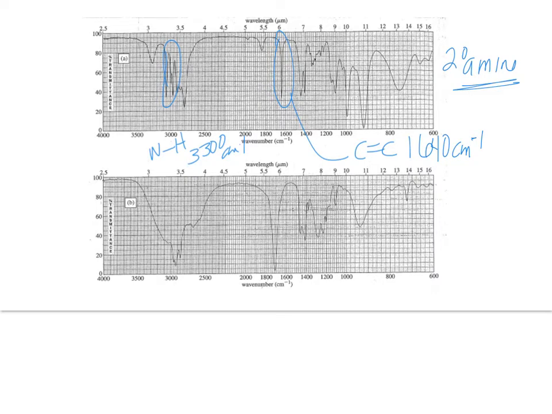This next one here, the first thing you want to look at, you want to see that you have a carbonyl. So you have a carbonyl peak, and that is around 1700 wave numbers. And you also have this peak here, which is a broad OH peak. And that broad OH peak makes this a carboxylic acid.